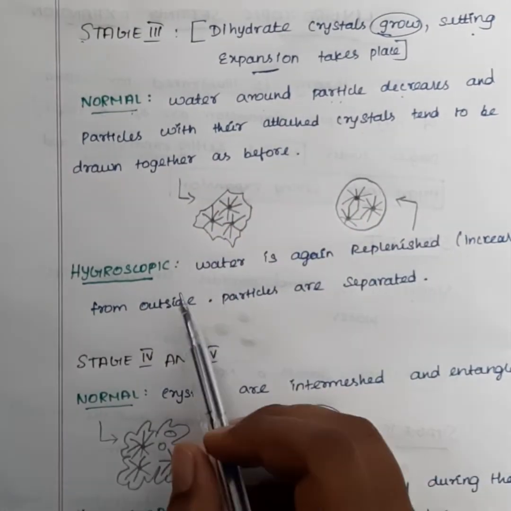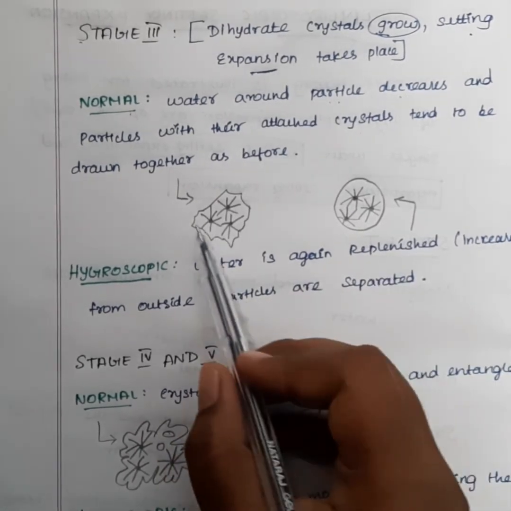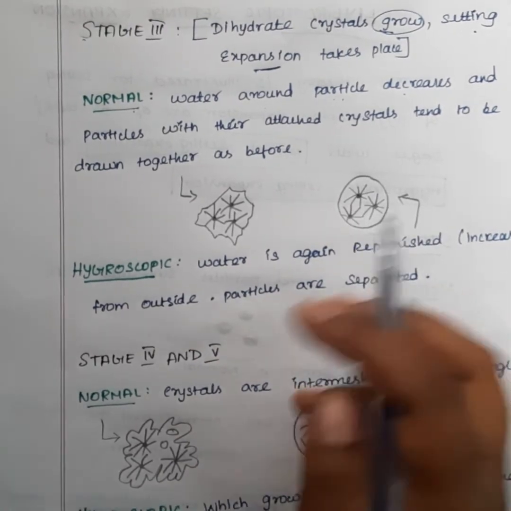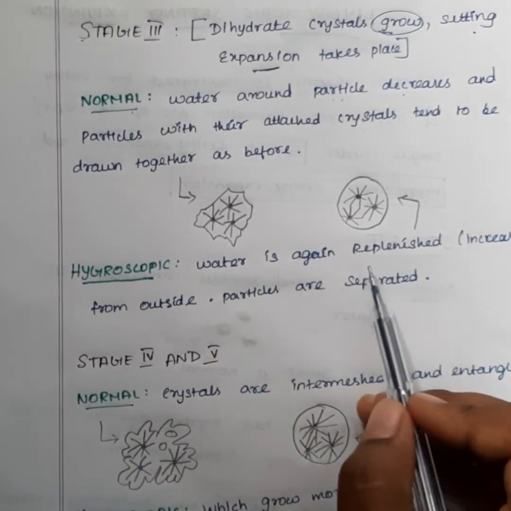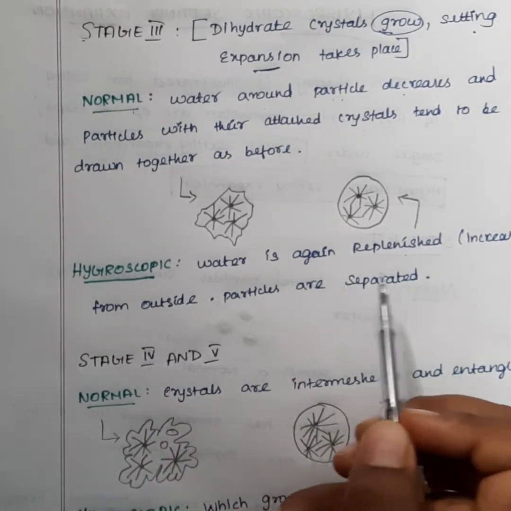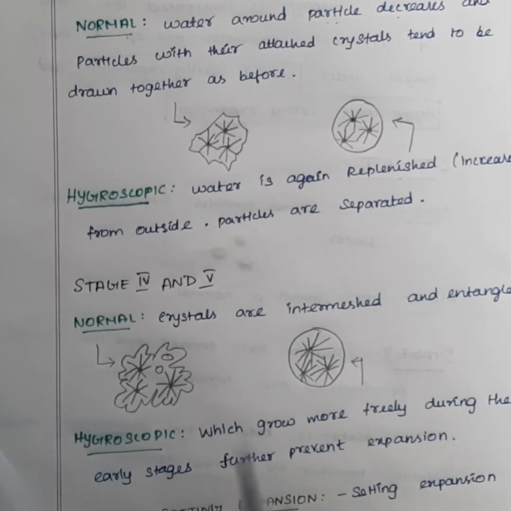And in hygroscopic, water is again replenished. So in normal, water decreases and in hygroscopic, water increases. So it is replenished from outside and the particles are separated. The particles are separated because the water increases.